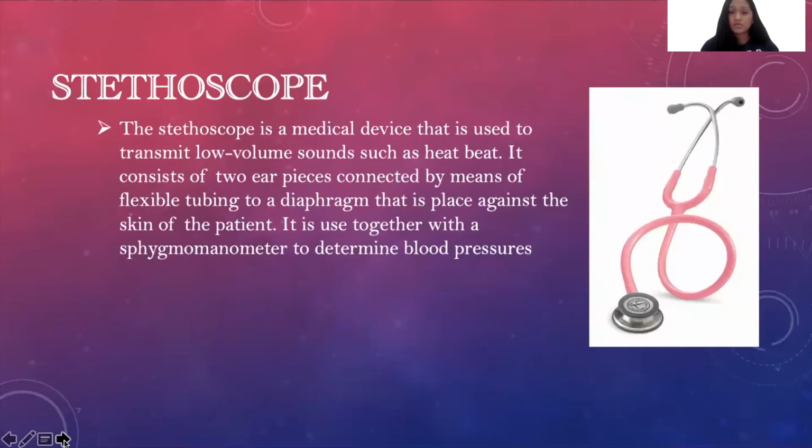Next, stethoscope. The stethoscope is a medical device that is used to transmit low-volume sounds, such as heartbeat. It consists of 2 earpieces connected by means of flexible tubing to a diaphragm that is placed against the skin of the patient. It is used together with a sphygmomanometer to determine blood pressure.